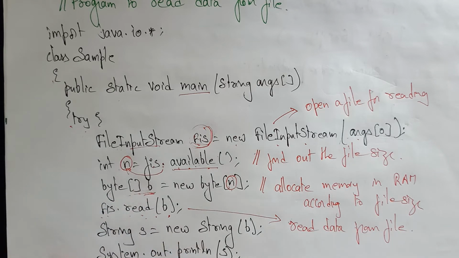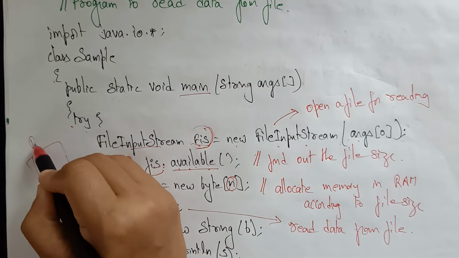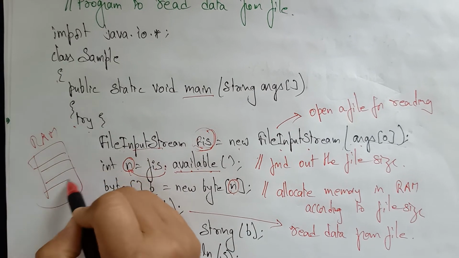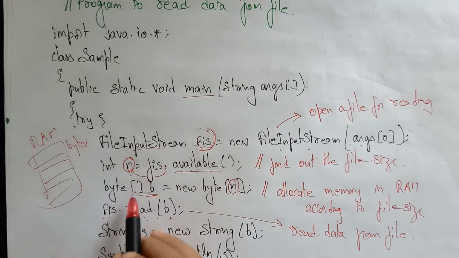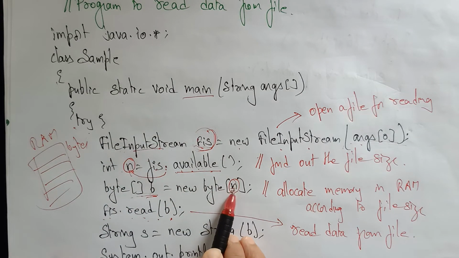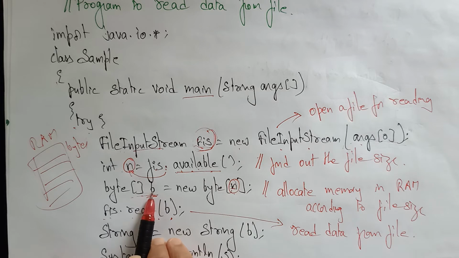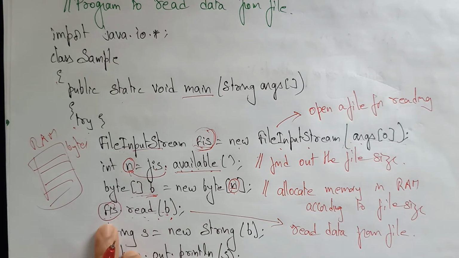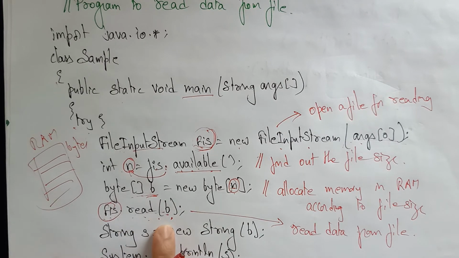So byte[] b is equal to new byte[n]: an array of memory is allocated in RAM. RAM stores the data in the form of bytes, you all know that. So an array of bytes will be stored, and whatever the file size is, that memory is allocated. Now in that memory we read the data from the opened file input stream.